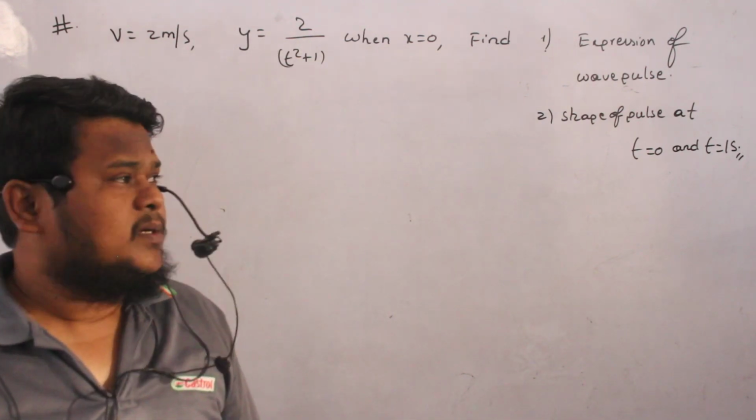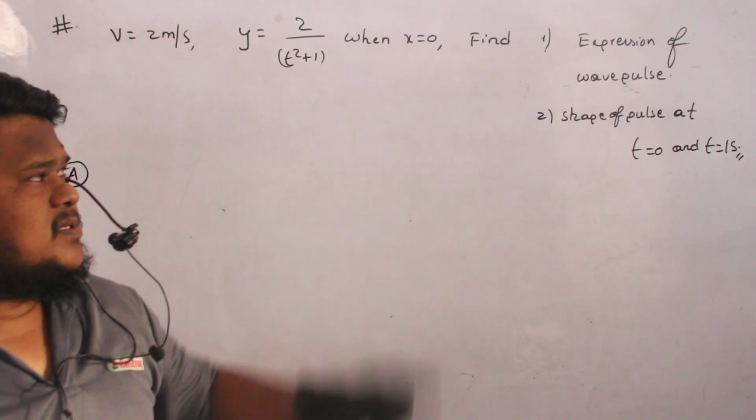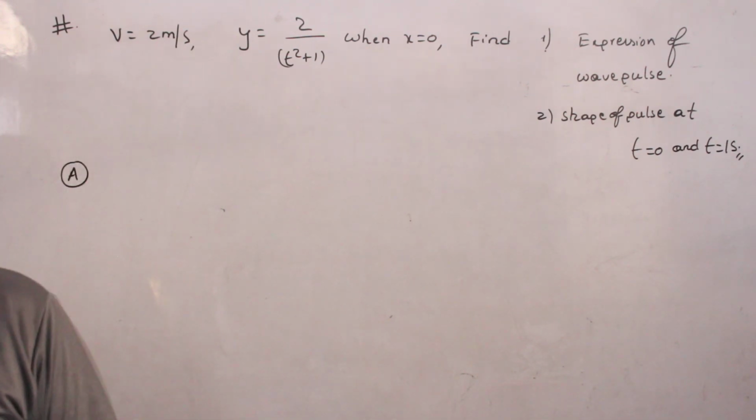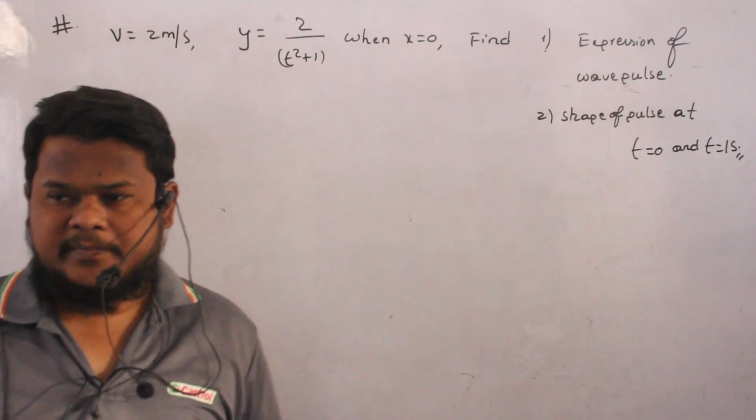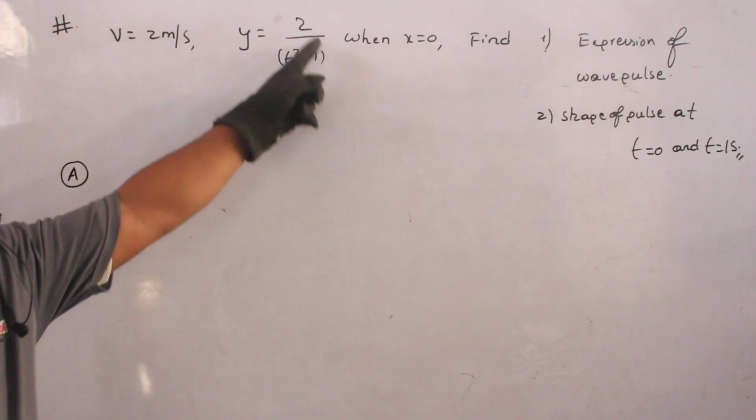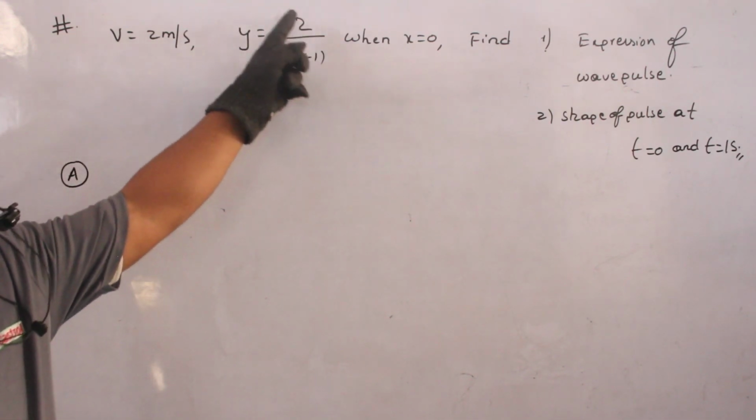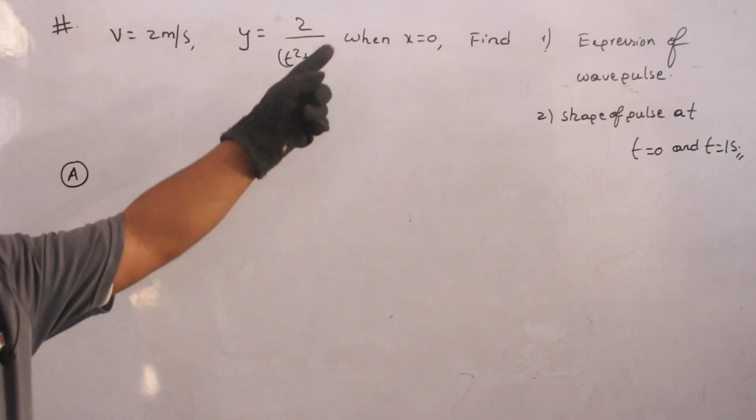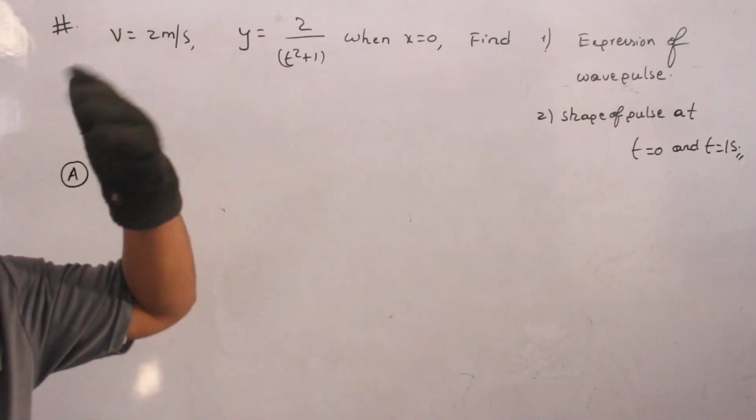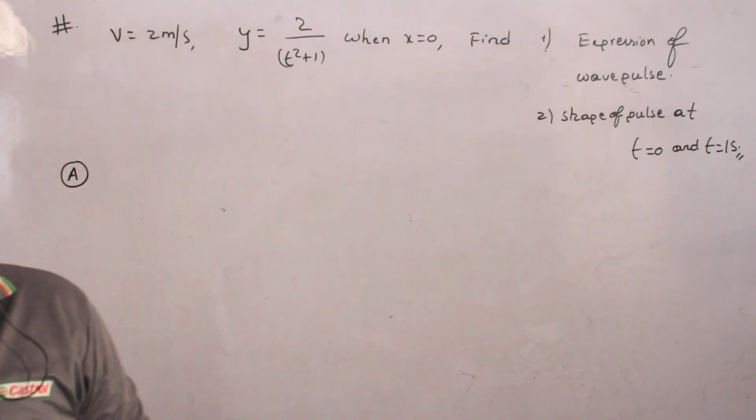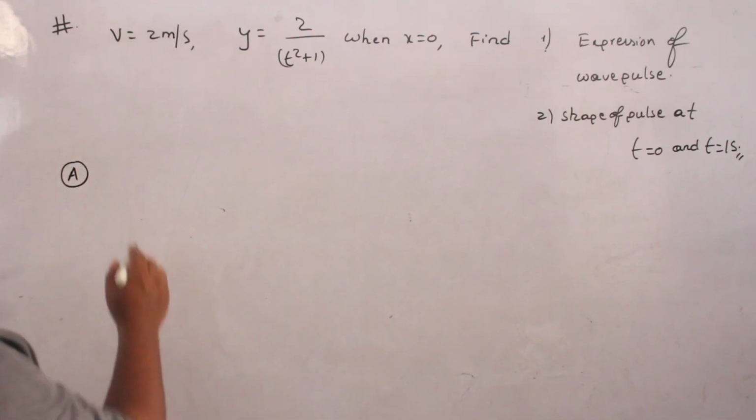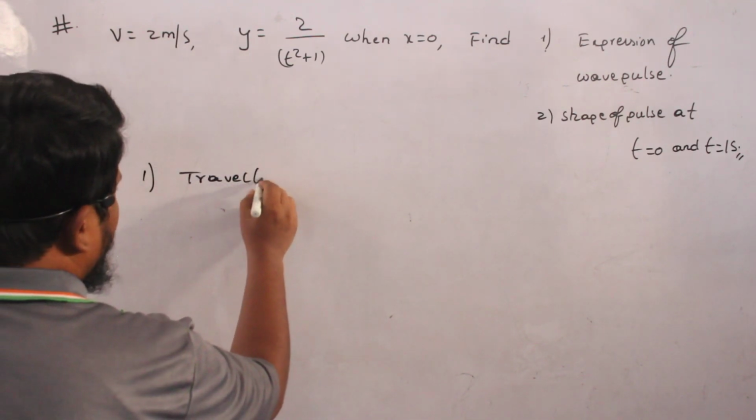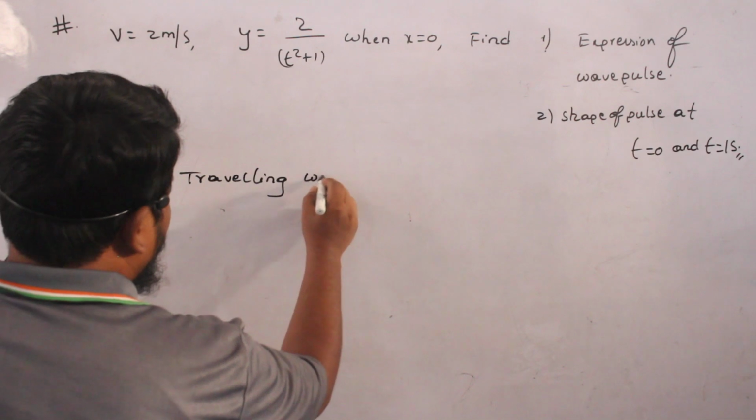Clear? So the first question is, I want to find the expression of the wave pulse as a function of displacement and time. This given function is just the position of the wave pulse. If I want to express it in the form of a traveling wave, how can I write it? What is meant by a traveling wave?